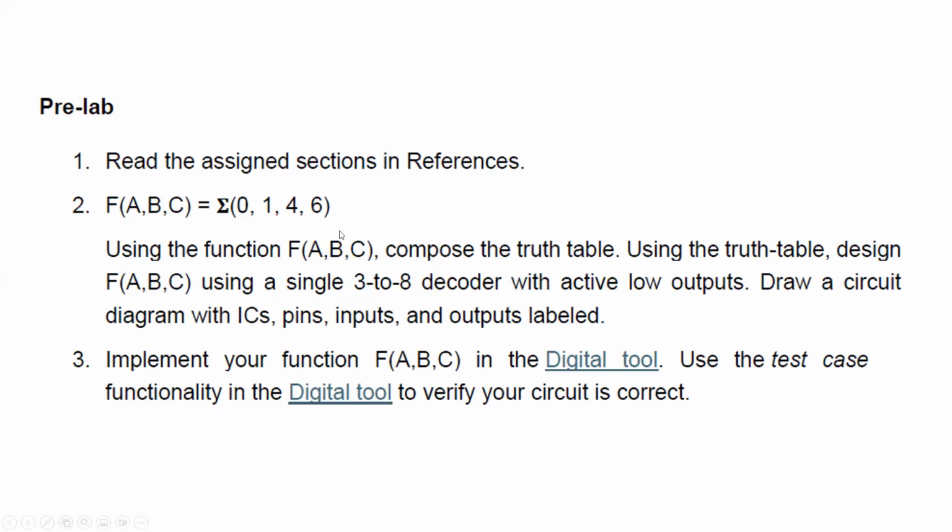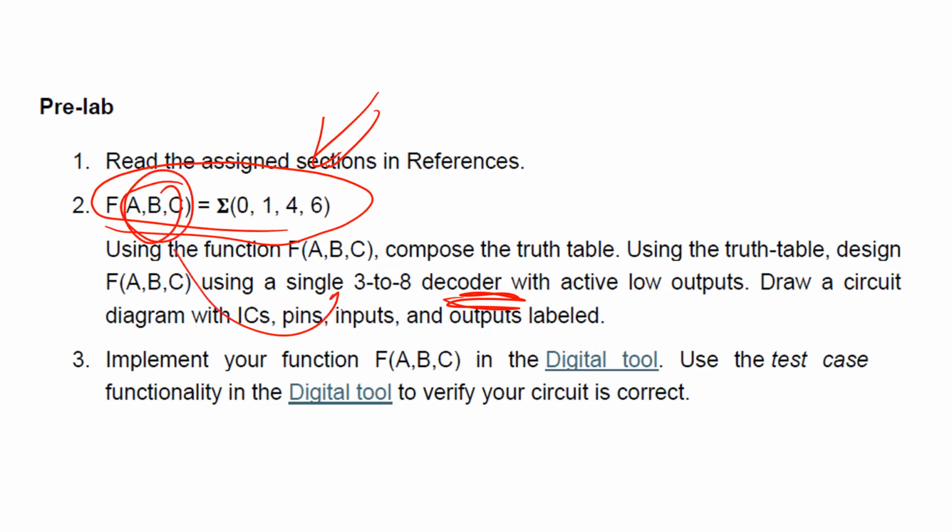So what we're going to do here is, I also explained in the lectures how we can use a decoder to implement functions, and the same thing for multiplexers. Here in the first part, this tab has two parts, one part for the decoder and the other part for the multiplexer. For the decoder, I give you this function, and I want you to implement it using the 3 to 8 decoder. That's very easy because it has 3 inputs, and this is 3 to 8.